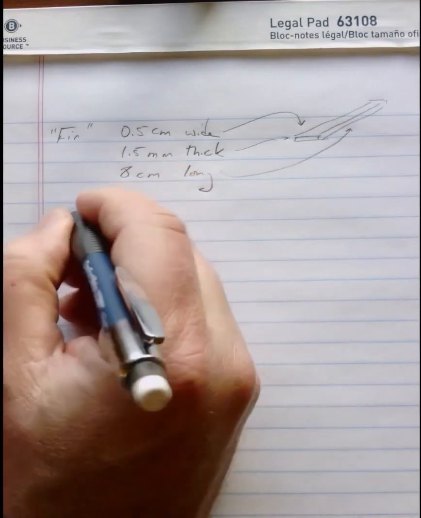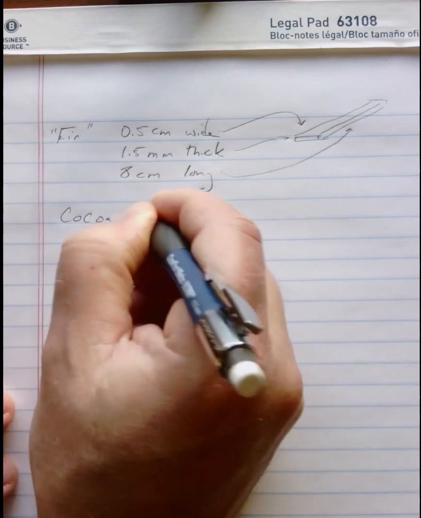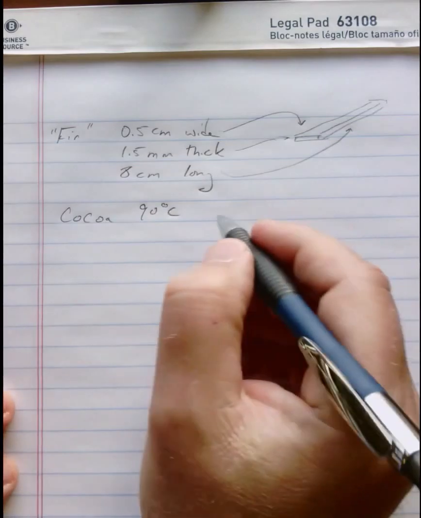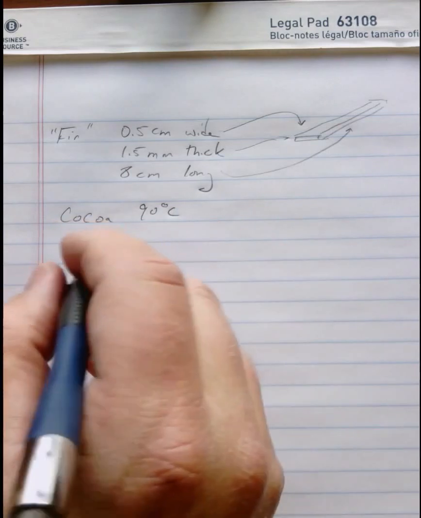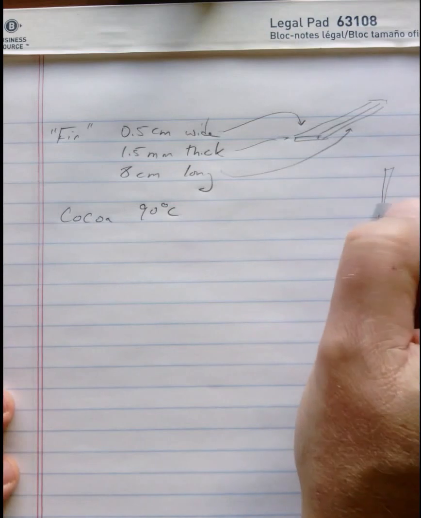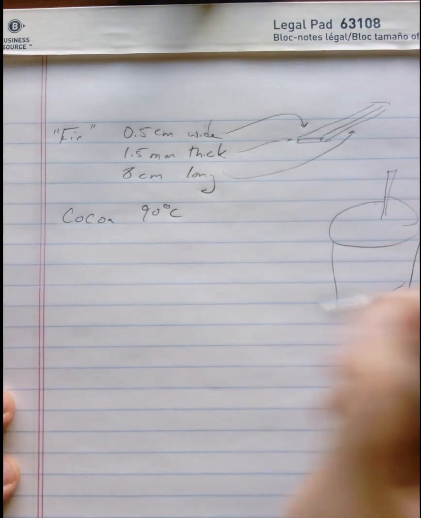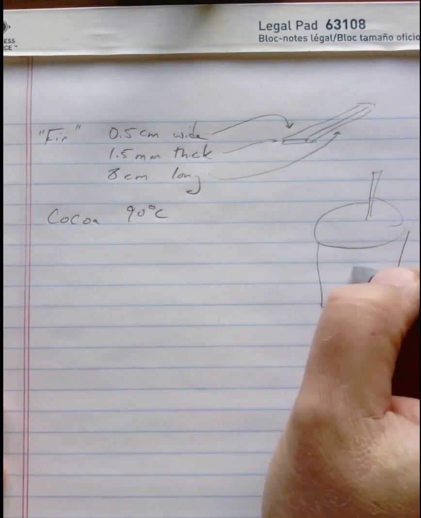It's sitting inside a cocoa at 90 degrees C, just below boiling. If it were hotter than that, it'd be boiling. If it were cooler than that, then I wouldn't need the spoon to cool it down. So it's sticking up out of a cup of cocoa like this, and 90 degrees C in here.